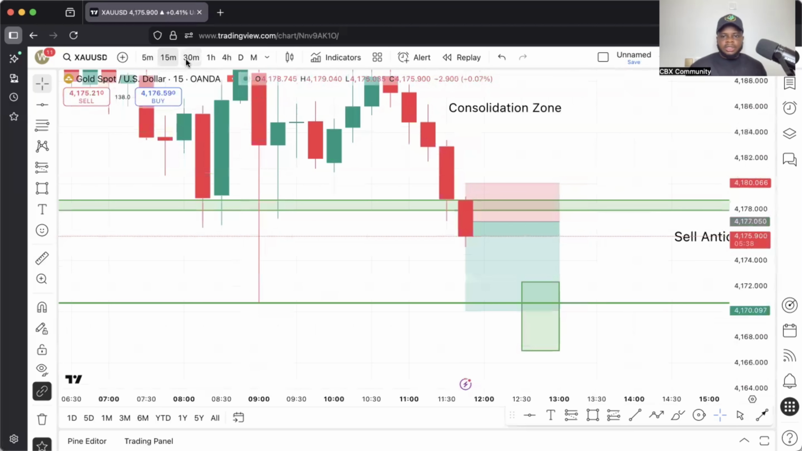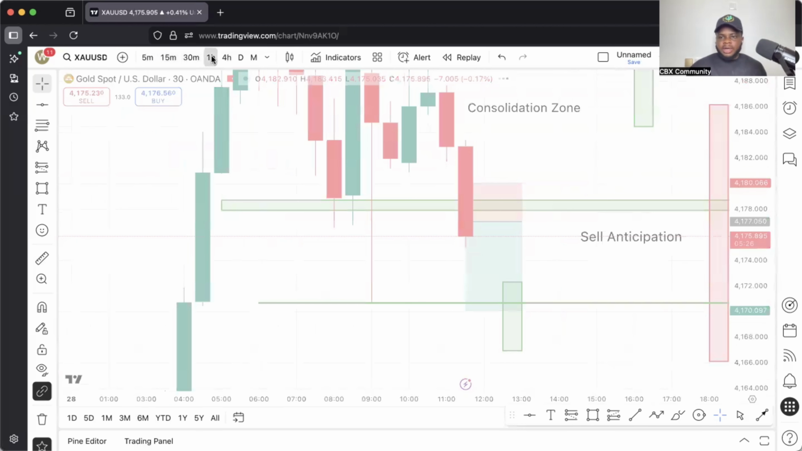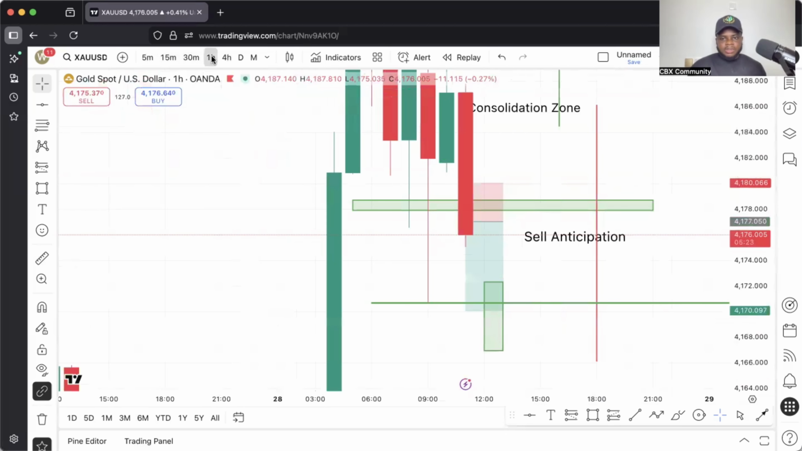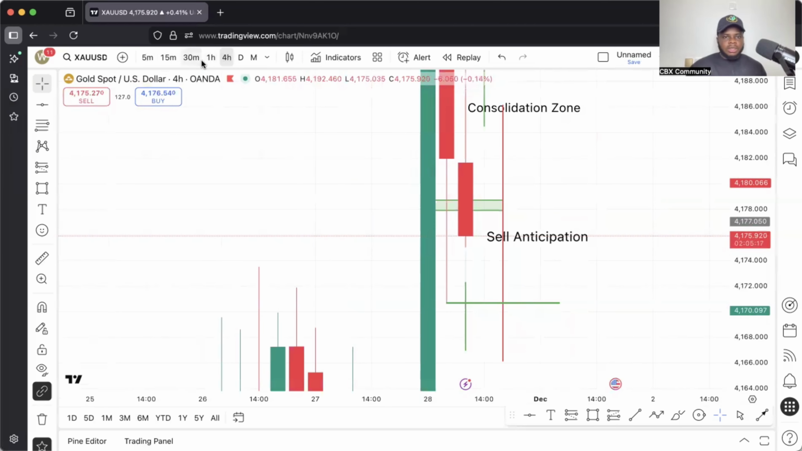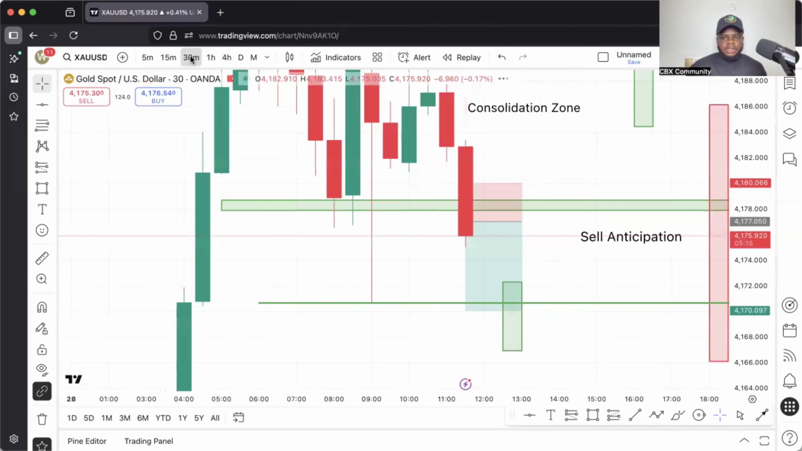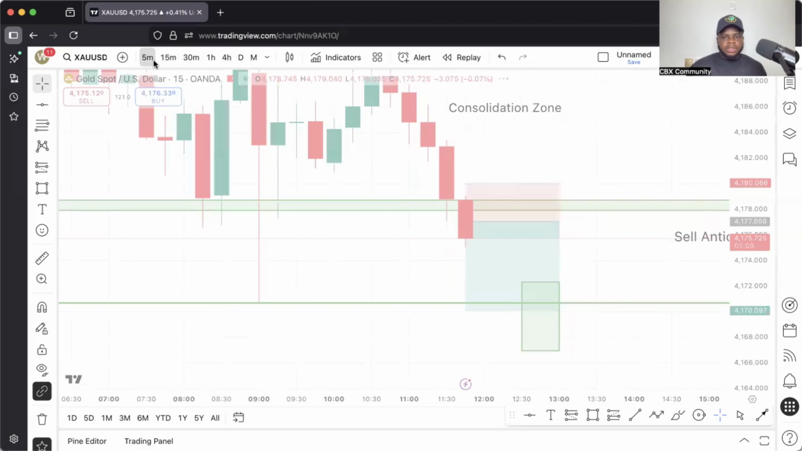So the 30 minutes candle is left with 5 minutes before this candle will close. Let's see, the 1 hour candle is left with 5 minutes before this candle will close. The 4 hours candle is still left with 2 hours. So let's see what will happen in the next 5 minutes.